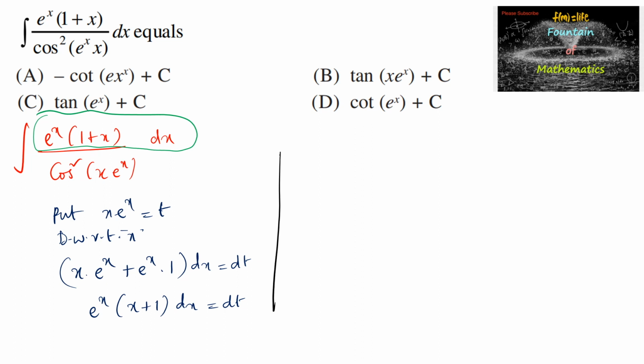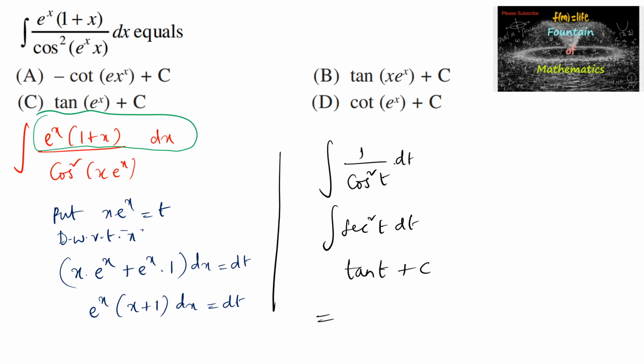So we can write the integral dt upon cos square t, that is integral of secant square t dt. Integration of secant square is tan t. So tan t plus c, substituting back t is equal to x e power x. So tan of x e power x plus c is the answer, which is option B.